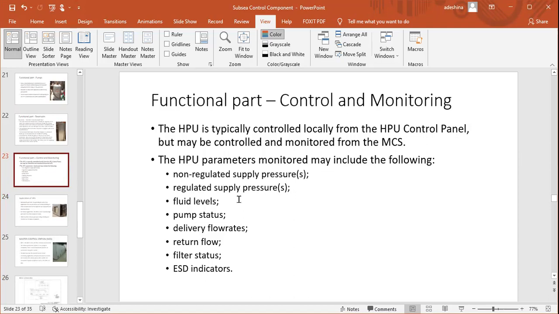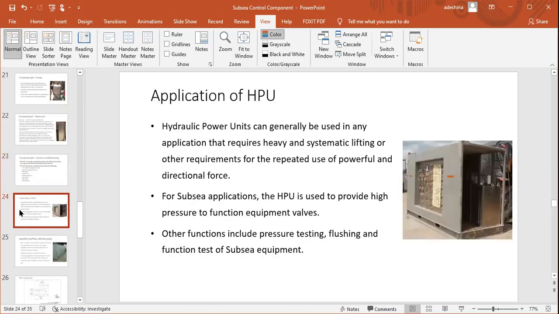And what is the full meaning of ESD? Emergency shutdown. All right, good. Very good.